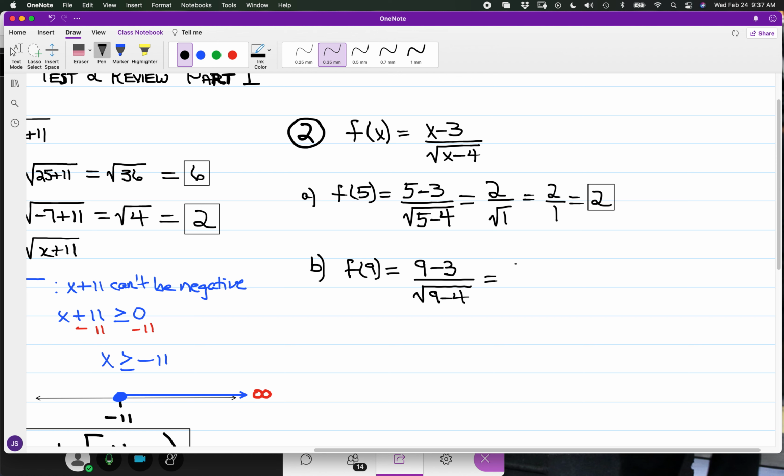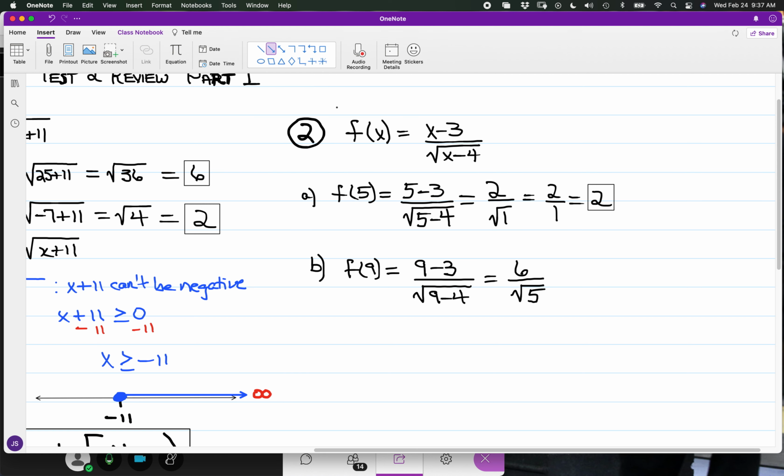Okay, so we have 9 minus 3 is 6, and the square root of 9 minus 4, okay, this will be the square root of 5. And you can leave this result as it is, okay, with the square root on the bottom.